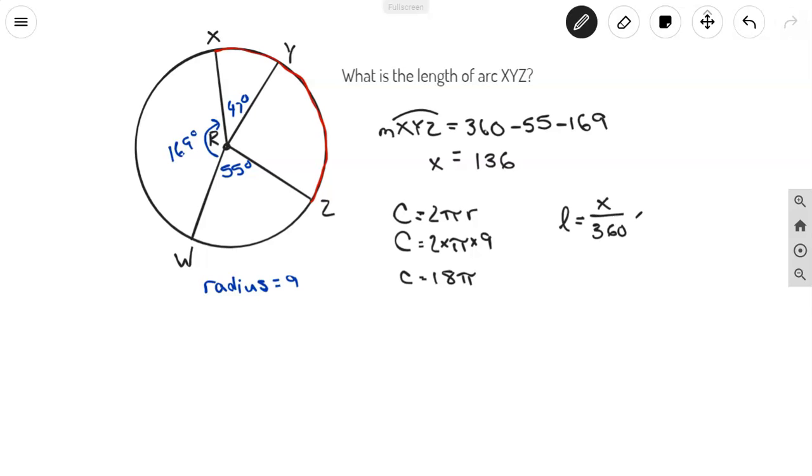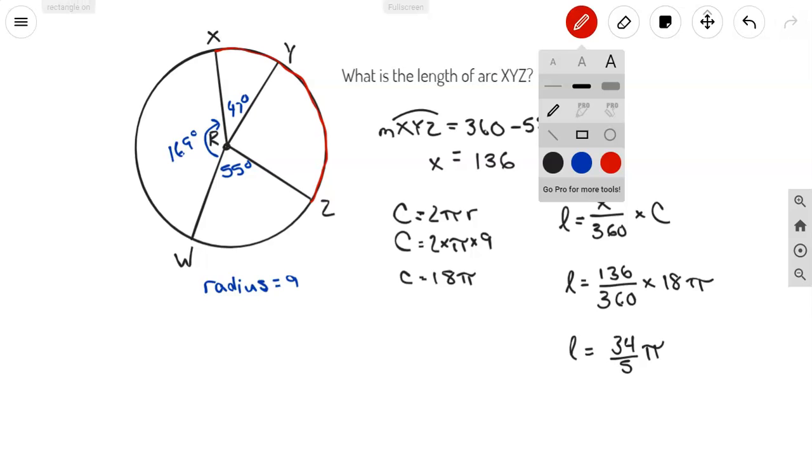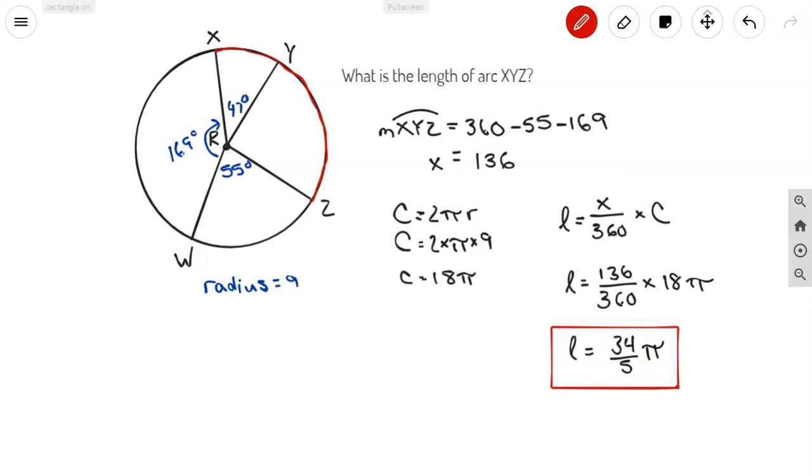I went ahead and I solved for the circumference and I got 18 pi. Plugging it into my formula, I have my x now, which is 136 divided by 360, and I'm going to times it by 18 pi. When I do this, I do 136 times 18 divided by 360 and I simplify it. That gives me 34 over 5 times pi.